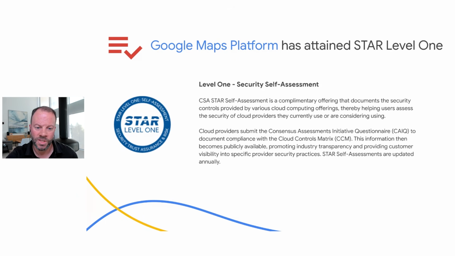So for those 270 controls, I talked about the CAIQ. That really stands for Consensus Assessments Initiative Questionnaire. It's a bit of a mouthful. But we have answers to all those 270 questions. And this is a self-attestation. So this is what Google says it does to meet these controls. Now, that's a good place to start.